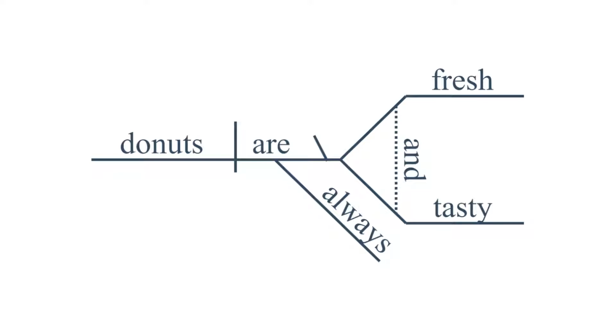Fresh and tasty are predicate adjectives modifying donuts, the subject. And in this case, it's a compound predicate adjective. When are donuts fresh and tasty? Always. Always is an adverb answering the when question.